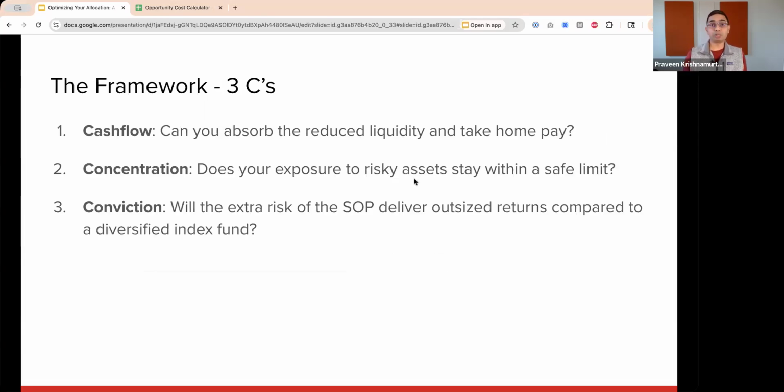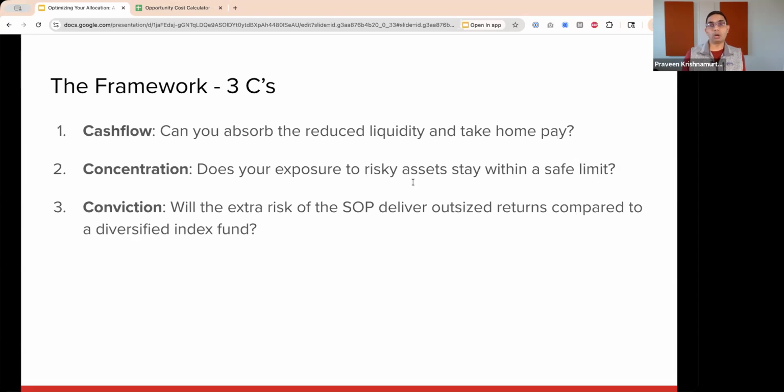So before we jump into the 3C framework, I want to reframe a couple of the most important questions that I hear from Netflix employees. People are often asking me, what is the expected risk here? Or what is the expected return on the SOP? These are good starting questions, but I think more helpful questions are actually, how does that expected return impact me? Or what does this risk mean for my financial life?